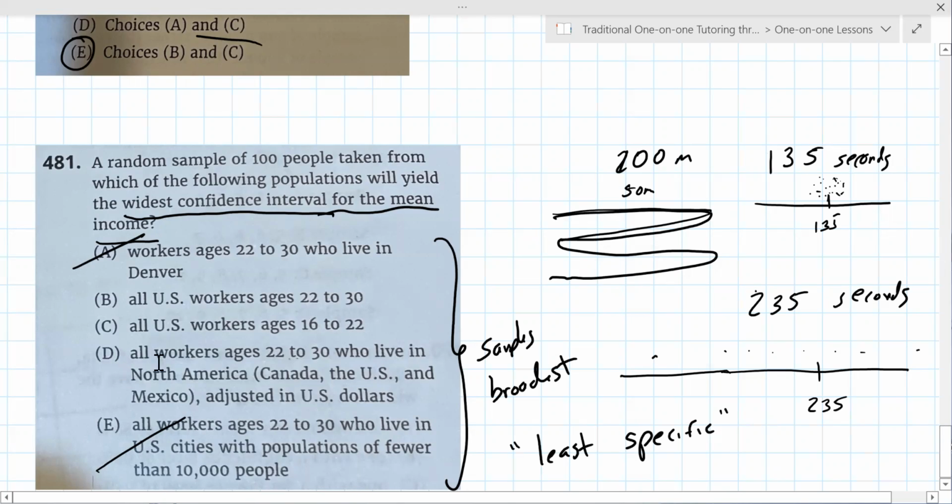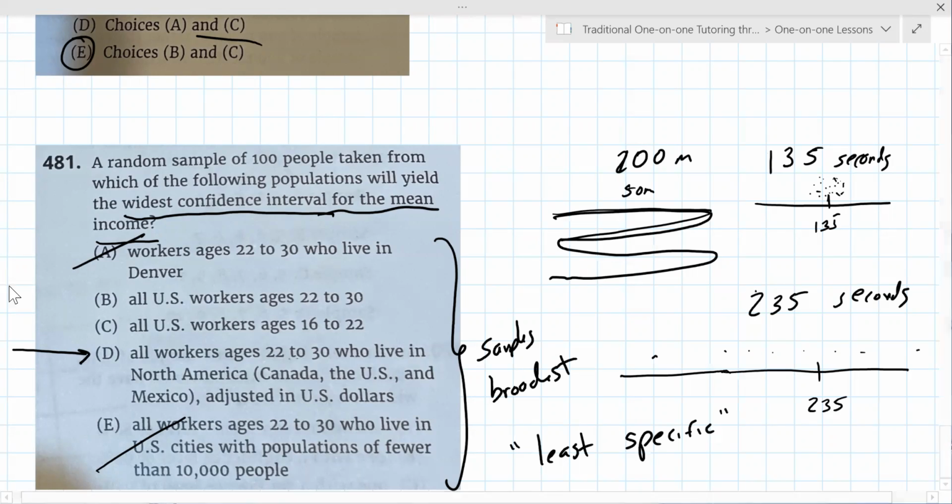So D might have the most variability, because it includes not just US workers, but also Canada and Mexico. I'm not sure. I don't think this is a great question, but it's what we've got in front of us. So I probably would tell you it's D. I'm not 100% confident in that. I would say I'm like 95% confident in that answer. Okay.